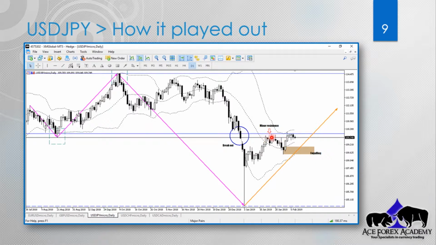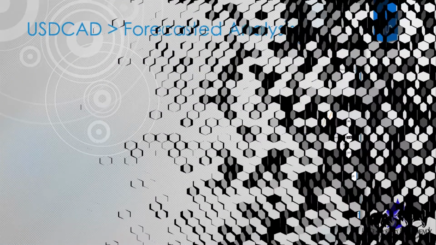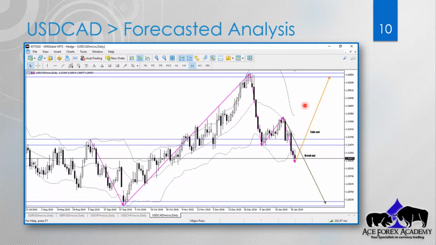And if you can check, this bounce off our resistance, support turned resistance, indicated our minor resistance level, and price comfortably closed over the minor resistance level. So this is how our USDJPY played out in this past week after the forecasted analysis. And that will be it for the USDJPY. And let's look at the USDCAD.